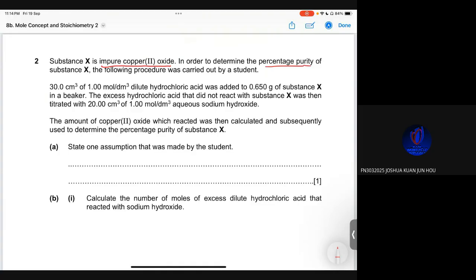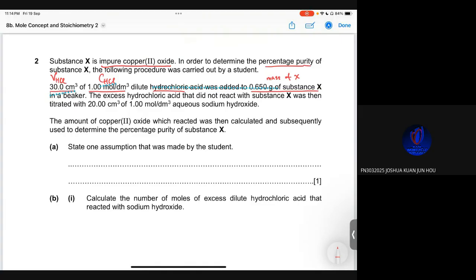So what they did was they got 30.0 cm³ of 1.00 mol/dm³ HCl. So this is the volume of HCl. This is the concentration of HCl. It was added to 0.650 grams of the substance X. So this is the mass of X, and take note, X is impure. So is it copper 2 oxide? The answer is no. It is impure copper 2 oxide.